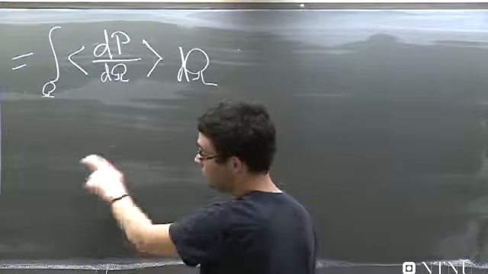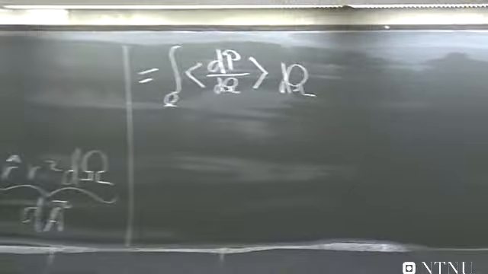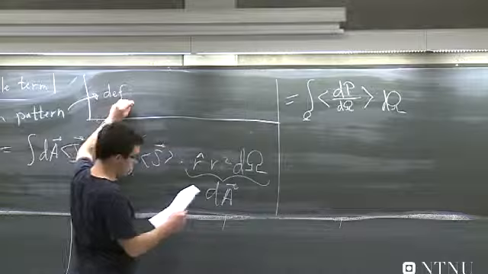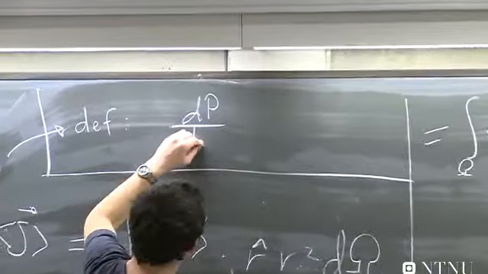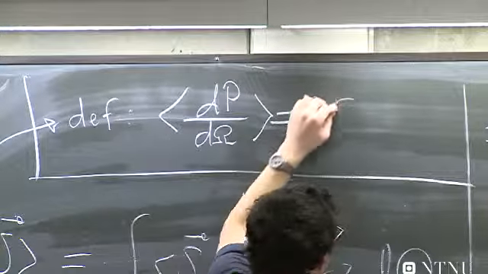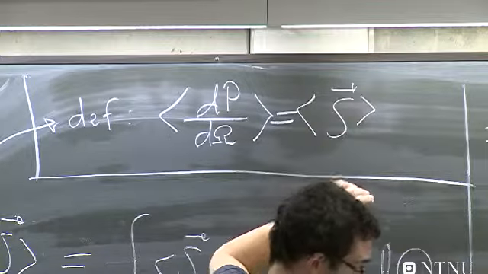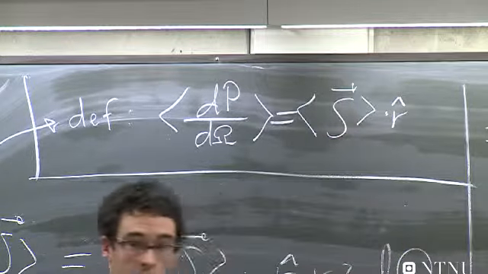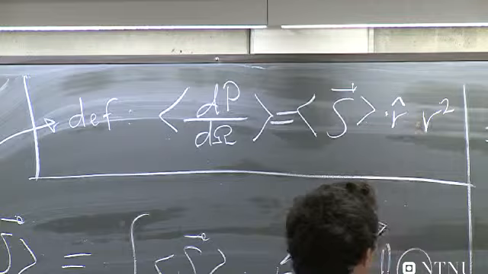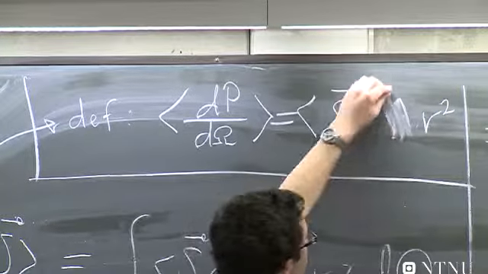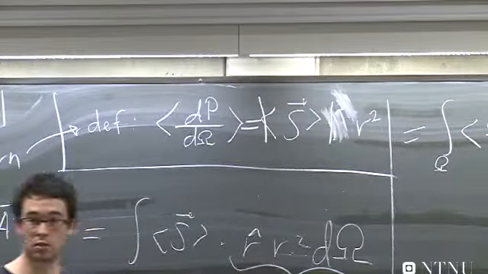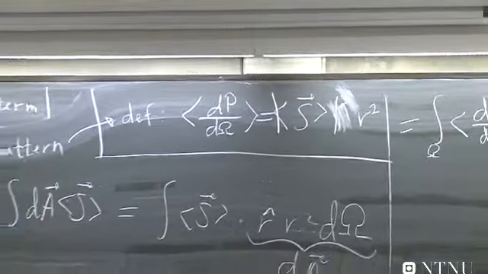So if I compare these two equations, I can conclude that the radiation pattern is defined as dP d omega time average is equal to the time average of S dot r hat, times r squared. But at large distances, S is parallel to r hat anyway, so that's not a big deal. If I take this one away, I can just write it as the absolute value of S, or the length of the vector, if you want.